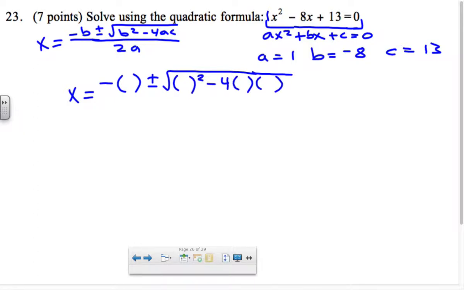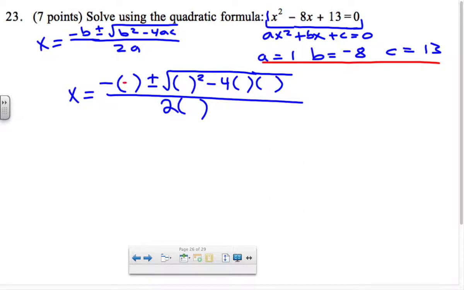So that's read negative b plus or minus the square root of b squared minus 4ac all over 2a. Now I'm going to go ahead and put these numbers in the appropriate spot. This is b, b, a, c, and a. Make sure you show that work. Now from here you want to simplify the three parts.